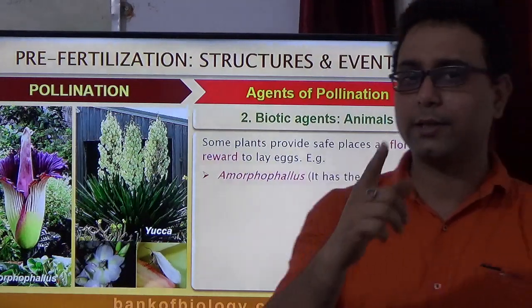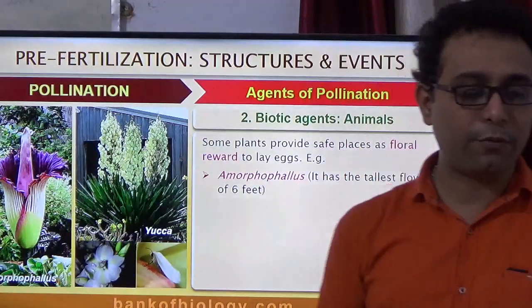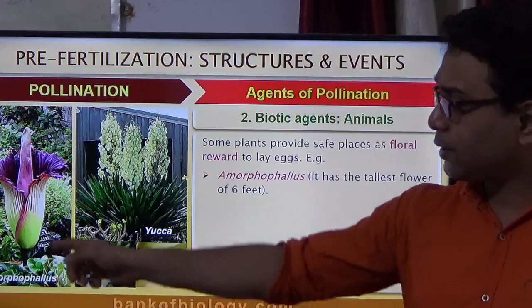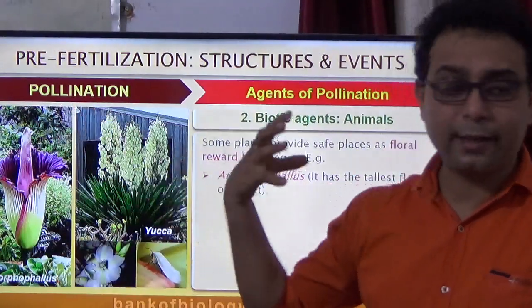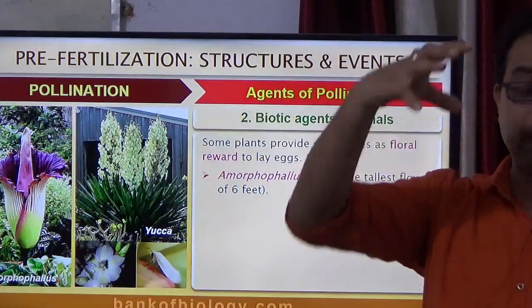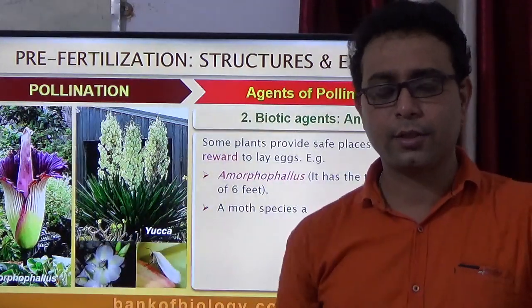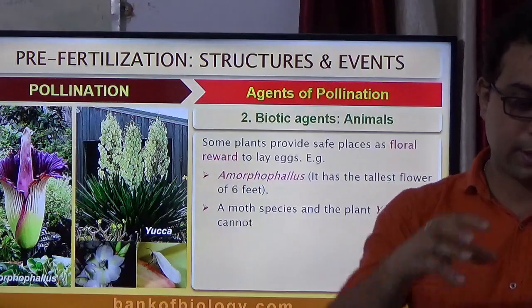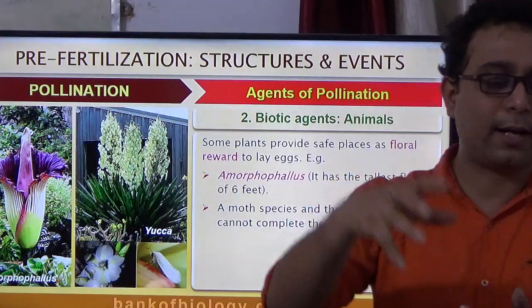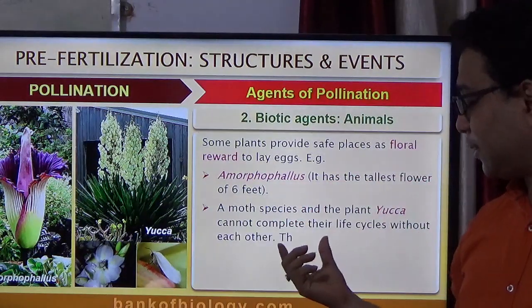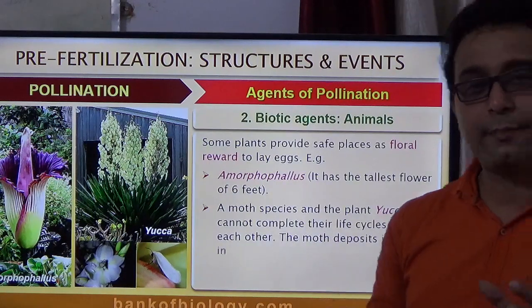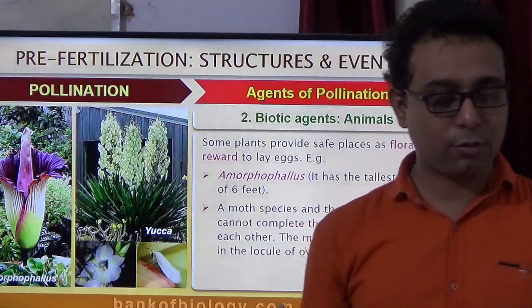The most common example is the Amorphophallus. You can see it, right? It is the tallest flower, with a height of about 6 feet. It is so large. A small moth species and the Yucca plant cannot complete their life cycles without each other. They are dependent on each other. So that is most important.